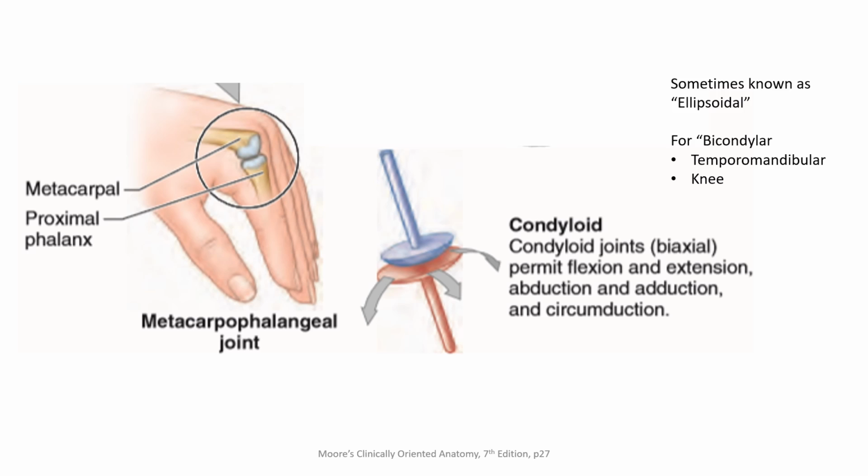So they are also known as ellipsoidal joints, and when some joints have two condyles, they are known as bicondylar joints. For example, the knee has two condyles, each of them oval in shape, so there are two condylar joints together, known as a bicondylar joint. A similar example is that of the jaw. The temporomandibular joint, on each side of the face, is a bicondylar joint.